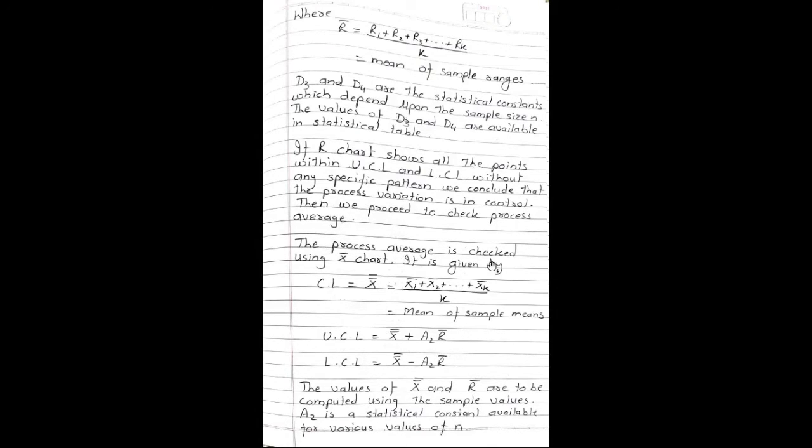So the process average is checked using the X bar chart. It is given by central line equal to X double bar, which is equal to X1 bar plus X2 bar up to Xk bar divided by k, which can be considered as the mean of the sample means. Then the upper control limit formula is X double bar plus A2 R bar. Lower control limit is equal to X double bar minus A2 R bar. The values of X double bar and R bar are to be computed using the sample values. A2 is the statistical constant available for various values of n.